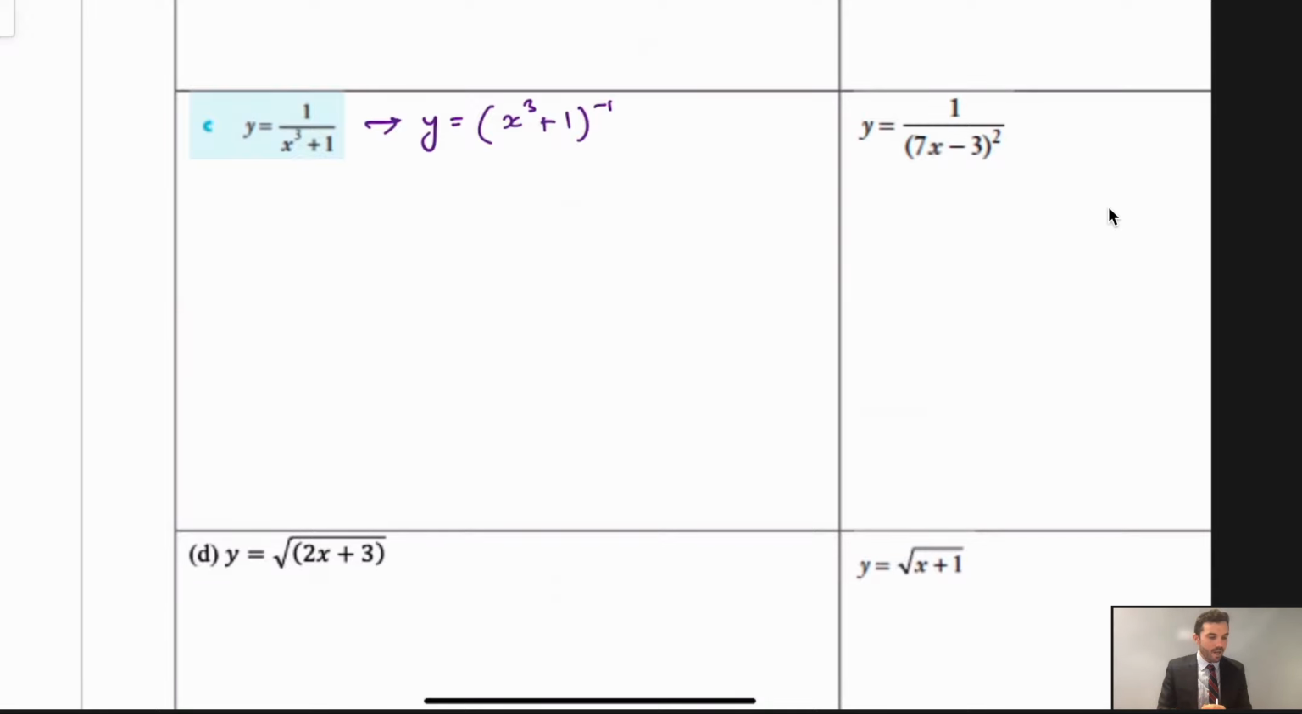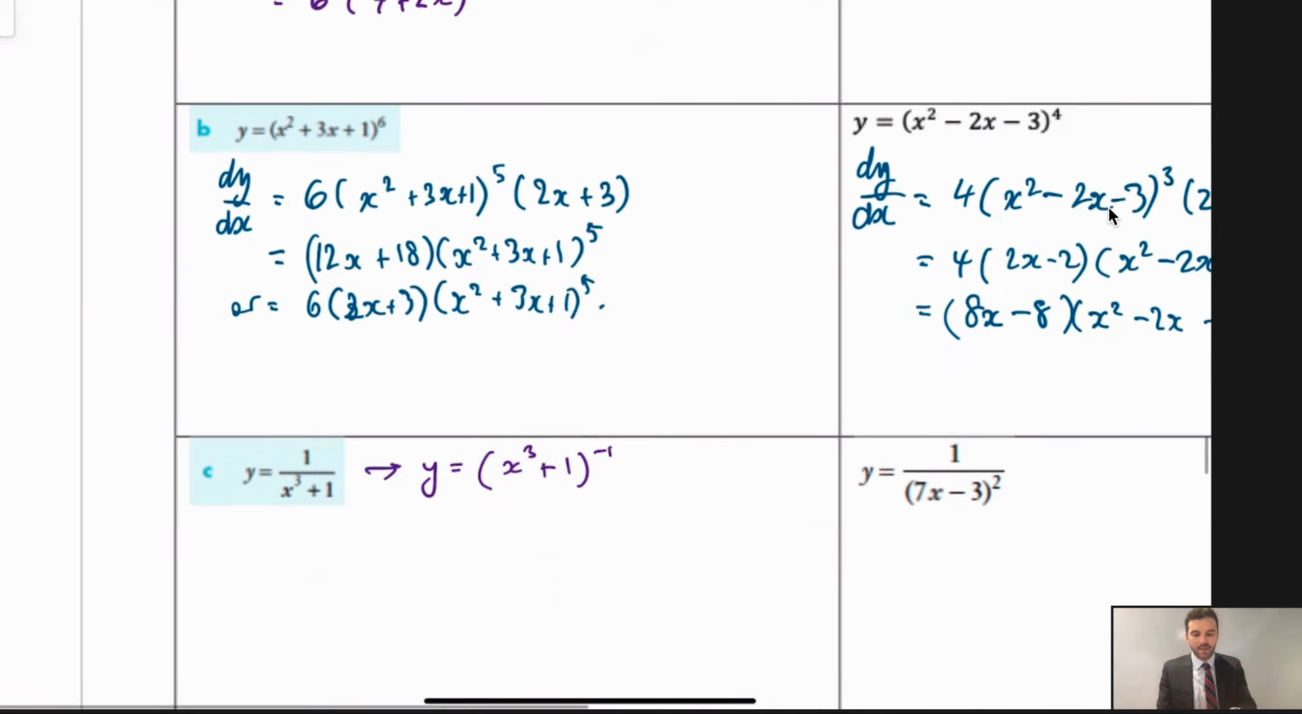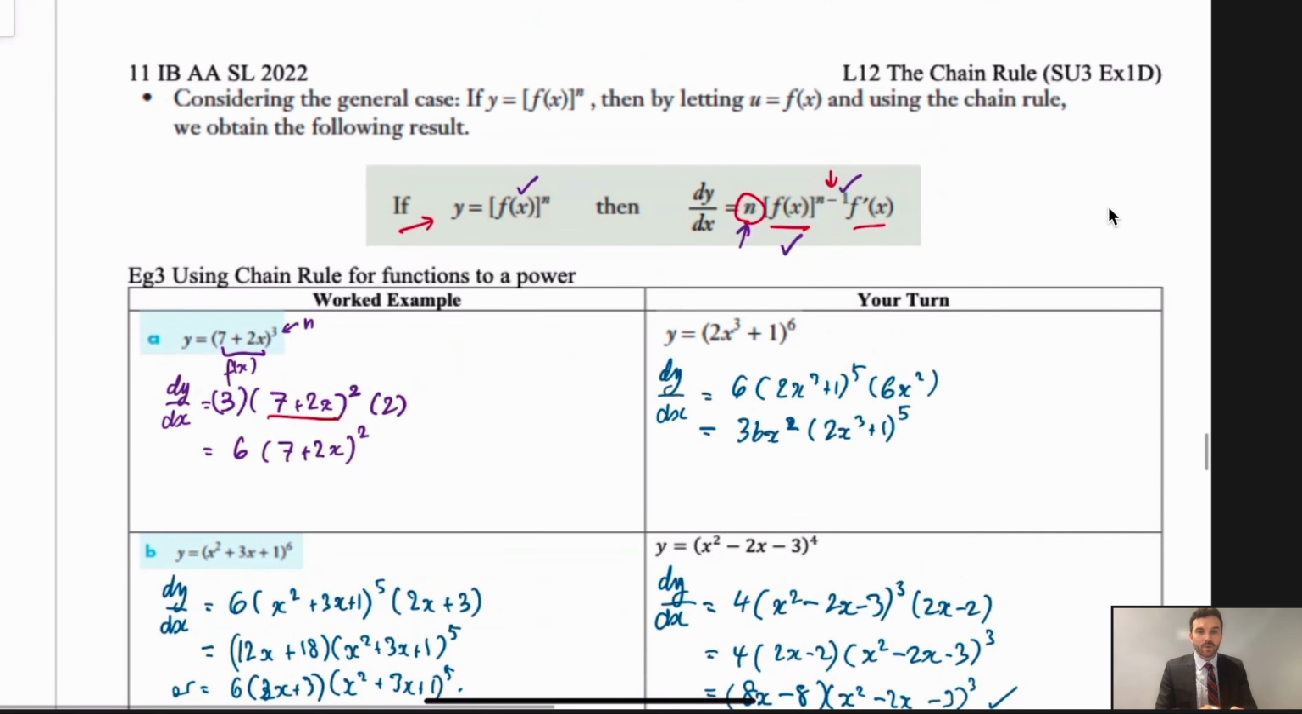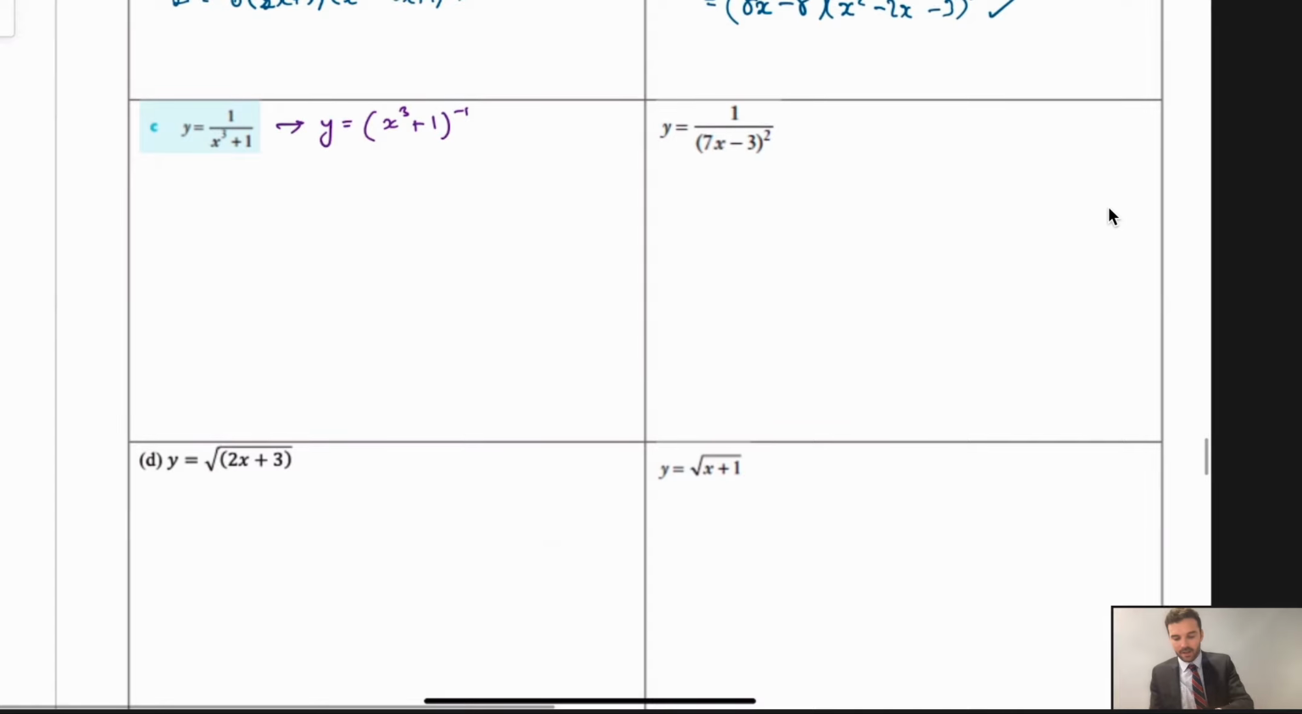Next, we can differentiate using our chain rule. As a revision, here's our chain rule showing up here, where we bring the n down, take off 1 of the power, keep the function the same in the bracket, then differentiate the function as well and multiply it. So here we go.